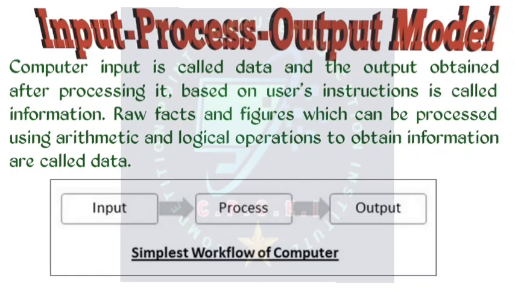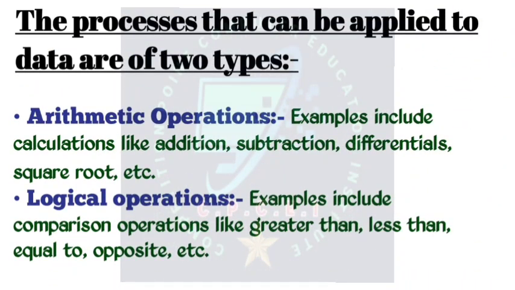Computer input is called data and the output obtained after processing it, based on user's instructions, is called information. Raw facts and figures which can be processed using arithmetic and logical operations to obtain information are called data. The processes that can be applied to data are of two types: arithmetic operations. Examples include calculations like addition, subtraction, differentials, square root, etc.